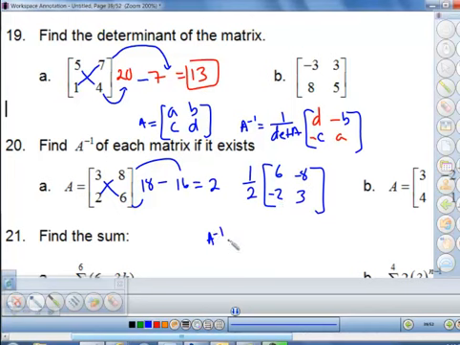So in the last step, to figure out what the inverse is, you just have to distribute that 1/2 to everything. So half of 6 is 3. Half of negative 8 is negative 4. Half of negative 2 is negative 1. Half of 3 is, well, just 3 over 2.